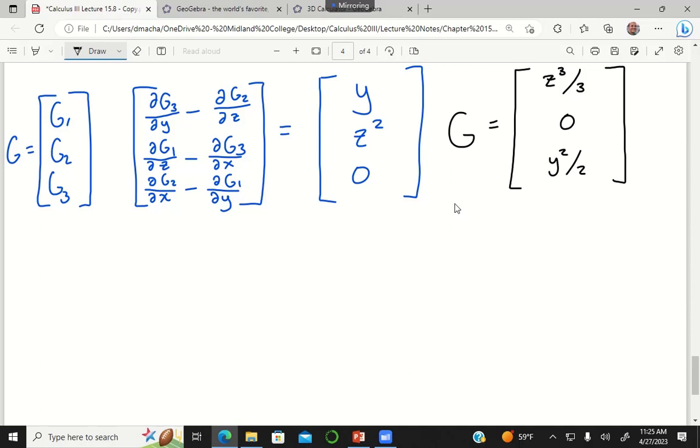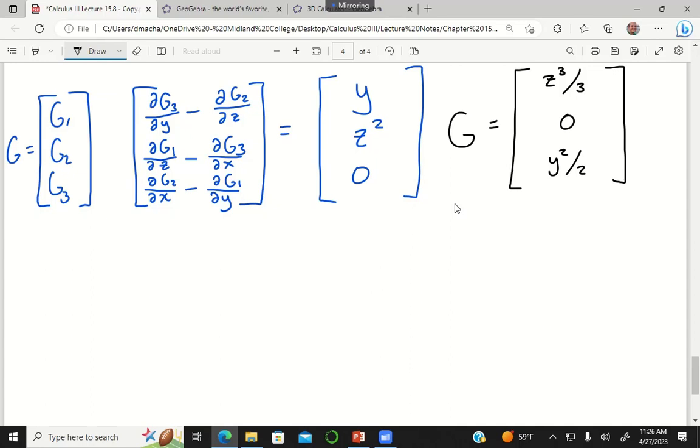If we want to check our work, we could take the curl of that g vector that I just came up with, right? So let's pretend to take the curl of it. The partial of the third entry with respect to y would be y, perfect. The partial of the second entry with respect to z is 0, so we have y minus 0, and it works. The partial of the first entry with respect to z would be z squared, that's good so far, minus the partial of the third entry with respect to x, that's 0, so z squared minus 0, and it works. The partial of the second with respect to x is 0, the partial of the first with respect to y is 0, and that works too. So you guess and you check.